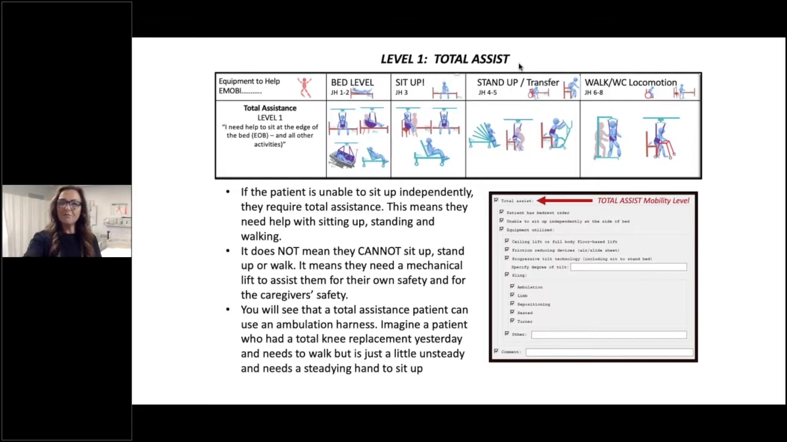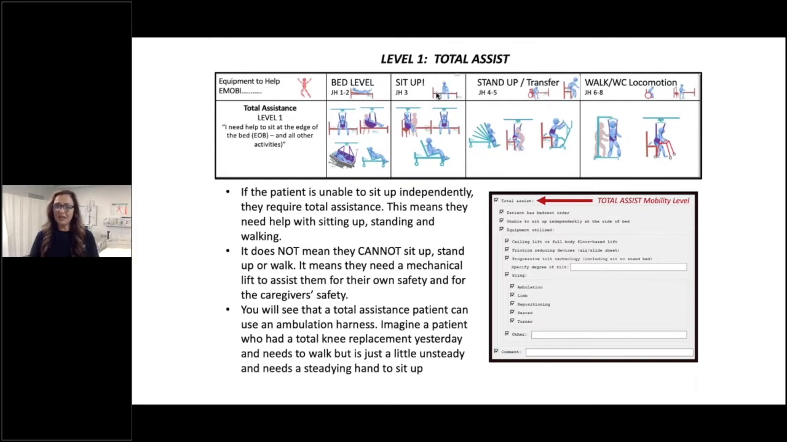Some examples of bed level goals. Remember, we talked about somebody who's on strict bed rest. This means they're going to do bed level activities. Sitting up goals. This might be somebody who has lost a lot of blood and may be very anemic. And the doctors and the care team do not want them standing and walking today. They only want them sitting up.